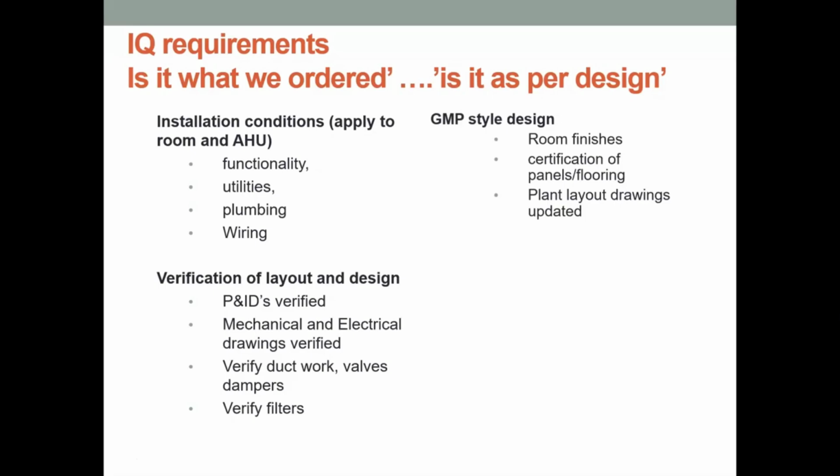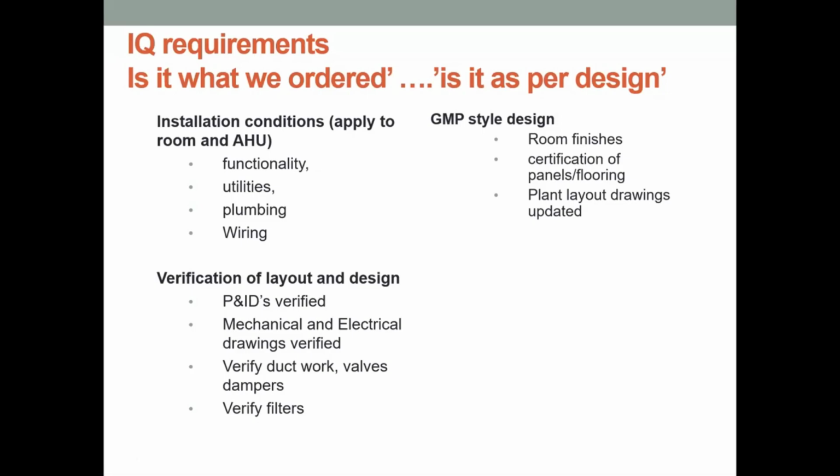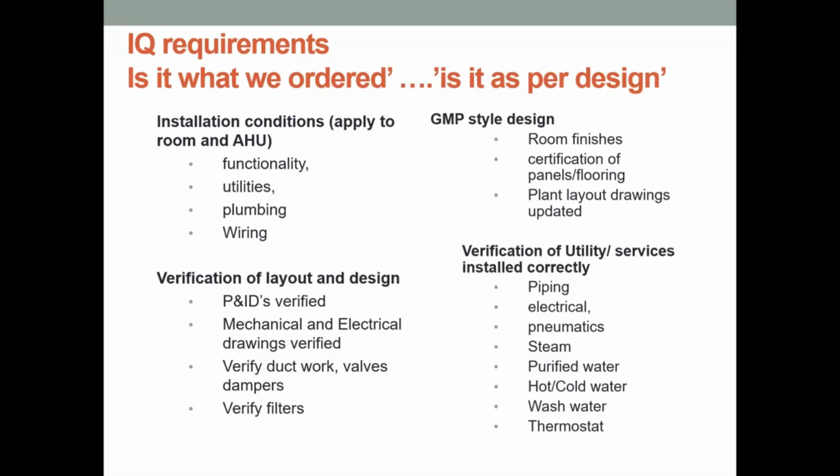We'd be looking at the GMP style and the design of the room. So does the room have the proper finishes? Has certification been received for the panels and the flooring to make sure that they're of GMP standard? And has the plant layout and the drawings been updated to include this new process, equipment or system? Verification then of the utility services. Are they installed correctly? Is the piping okay? Are the electrics okay? Are the pneumatics okay? Steam, purified water, hot, cold water and wash water and a thermostat. Any of those if applicable. Are they all installed correctly?